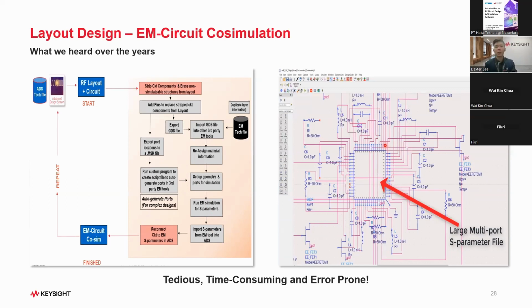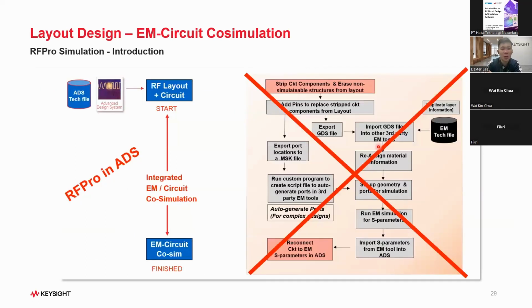So this is something that we heard from our users, and we came up with a solution, which is the key feature that I really want you to bring home today. The tool that I would like to introduce to you is RF Pro in ADS. The key benefit of RF Pro is that we don't have to do all these steps. Later in the demo, you'll see that RF Pro really helps you to be more efficient when it comes to EM circuit co-simulation. You'll realize that the EM simulation setup is very easy. You can quickly set up your ports and quickly run your EM simulation.